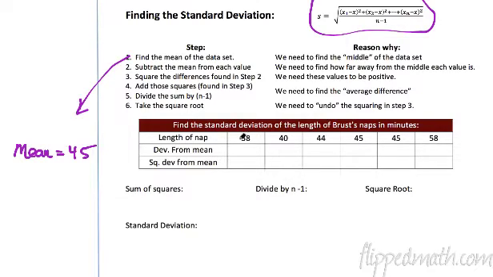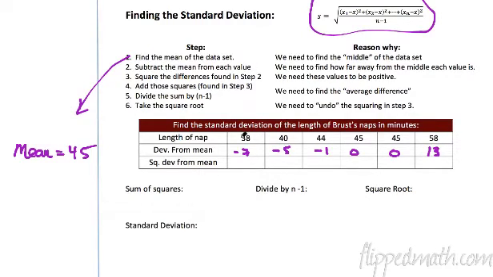Okay, so what is 38 minus 45? That's going to give us what? -7? And what is 40 minus 45? That's going to give us a -5. And we get a -1. And a 0 and a 0. And 58 minus 45 is 13. Okay, so that's the first thing we're going to do.